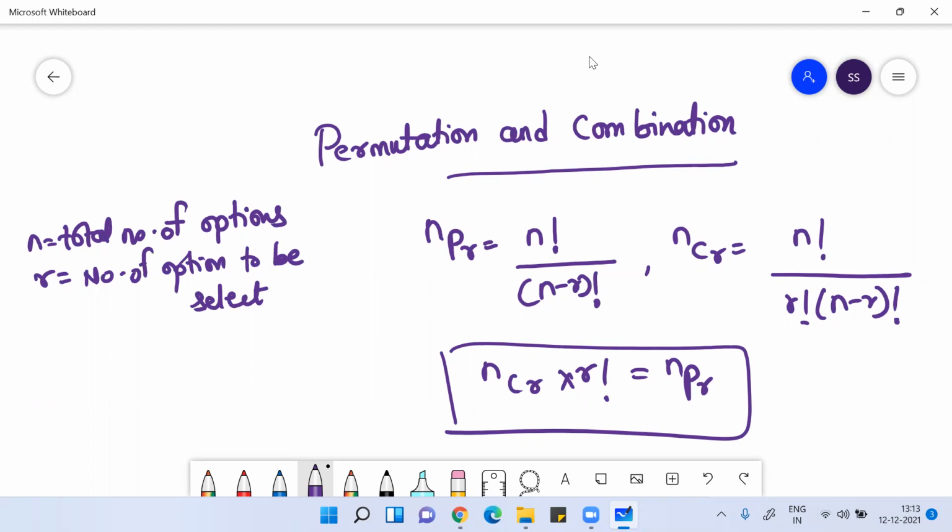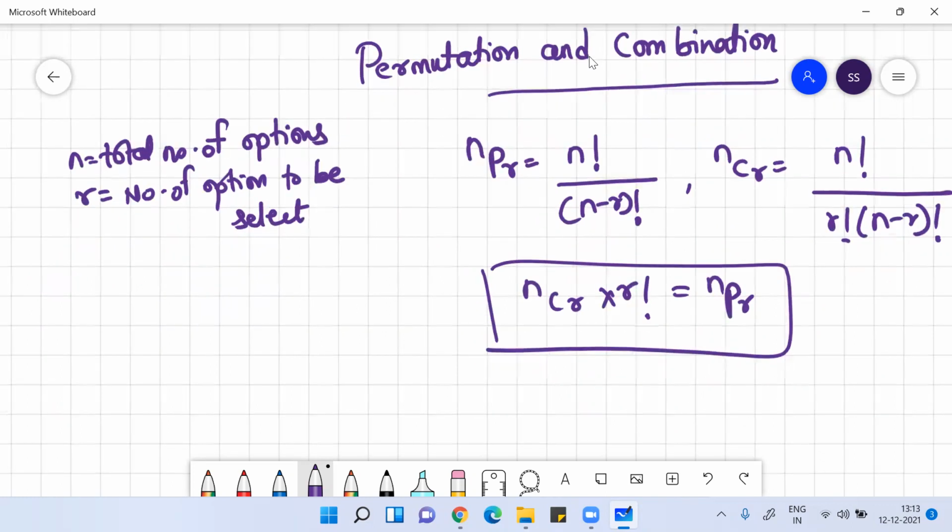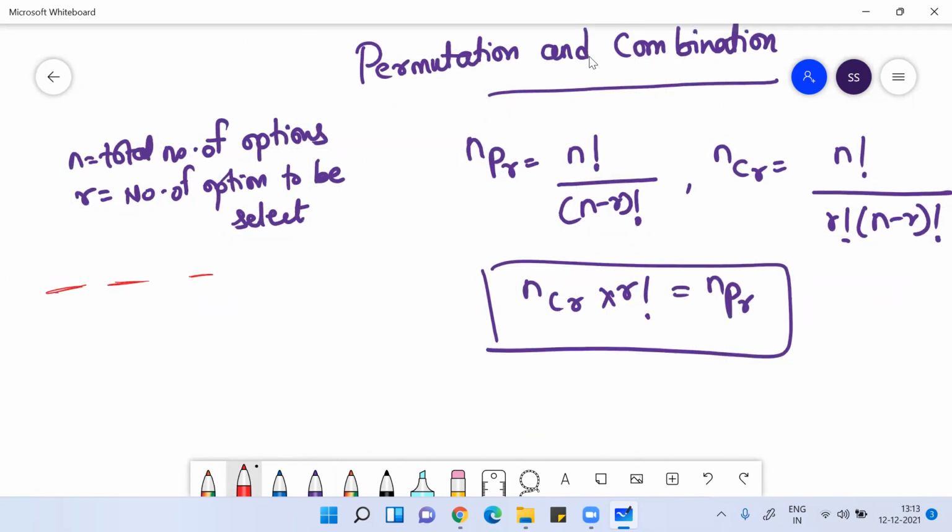Imagine you have n options available, say four chairs: one, two, three, four. When it comes to choosing, you can choose zero chairs, or one chair, or two, or three, or four chairs. You can never choose more than four chairs. So always understand that r is either equal to n or less than n. r can never be more than n. Clear, everyone?